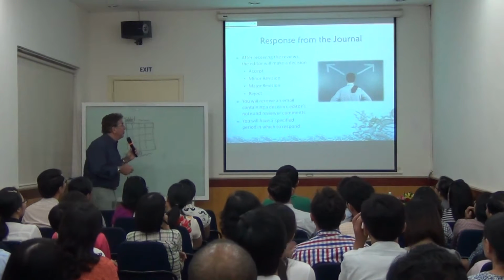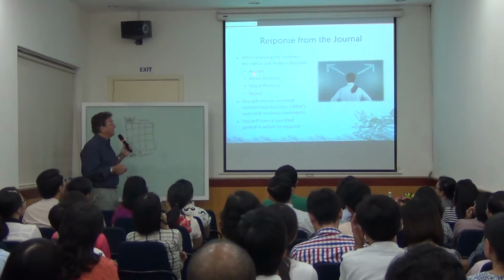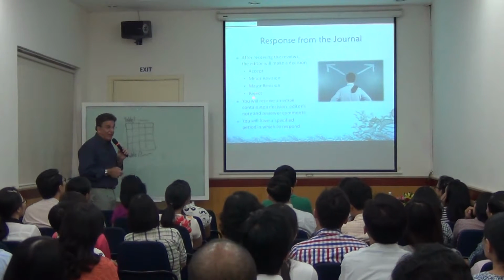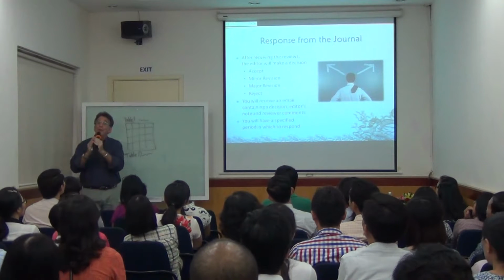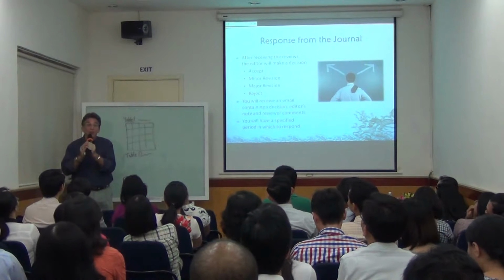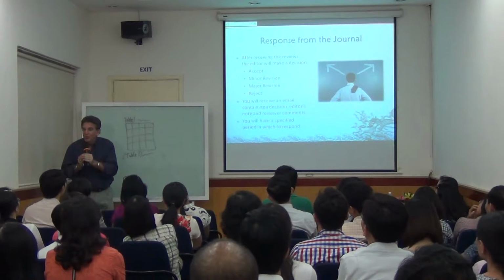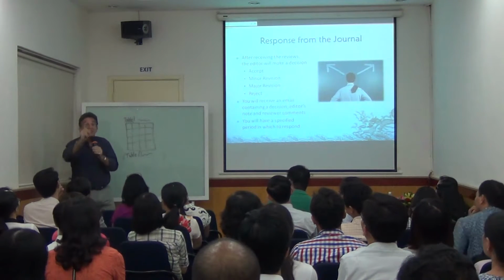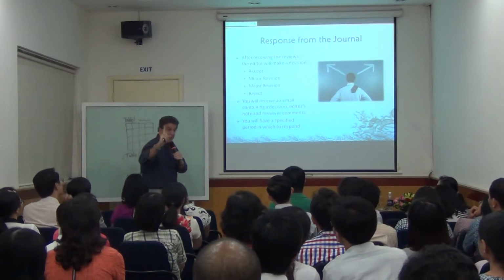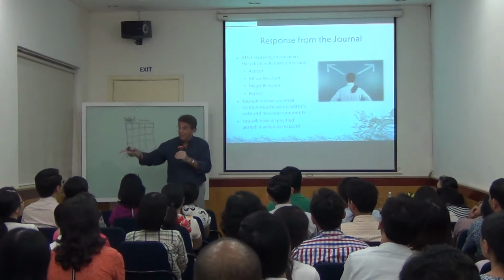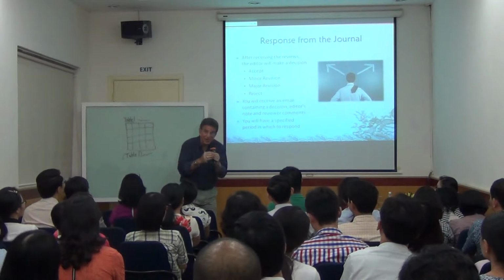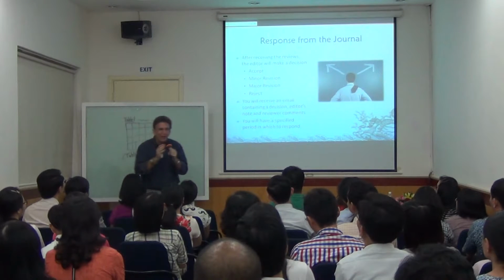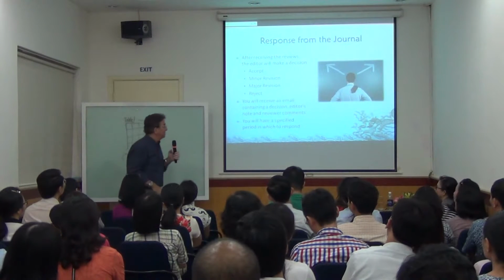Response from the journal. You will get one of 4 answers: accept, minor revision, major revision, or reject. You hope and pray for minor revision. You don't hope and pray for accept, because you're not going to get it. The first time, you might get accept. If you get minor revision the first time and you respond well, you'll get accept. But you very seldom get accepted at the beginning.